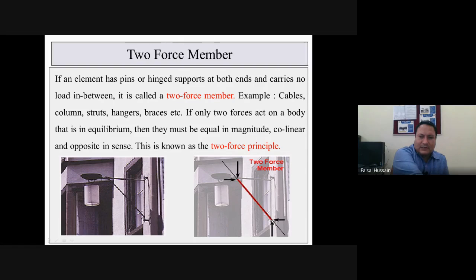This is one joint and this is another joint. Here along X and along Y reactions are acting. It works on the two force principle. Such type of member is known as a two force member. The basic examples are column, strut, hangers, braces, cables, and in simple terms, we can define that if only two forces act on a body which is in equilibrium, they must be equal in magnitude, collinear, and opposite in sense. If this condition is applied, it is known as a two force principle.